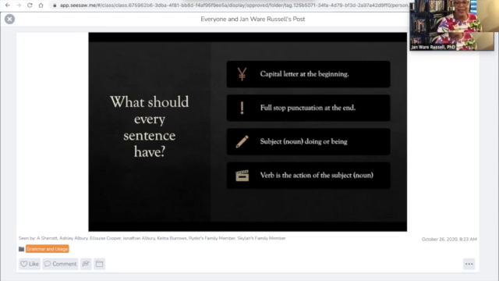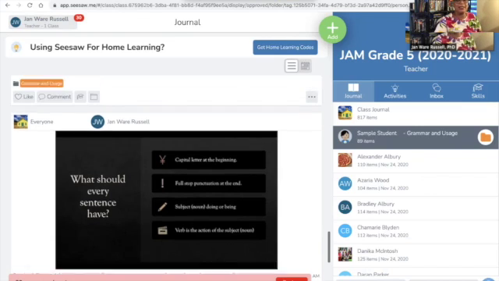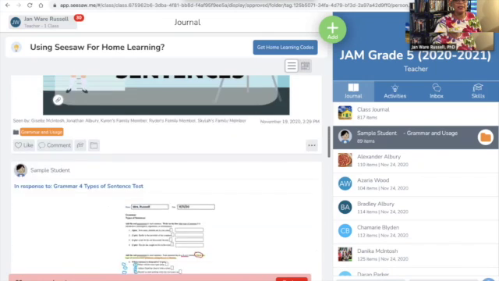Now, again, it may wind up having the subject and it may have the verb, but if it doesn't make sense, it cannot count as a sentence. Now, this is a slide from your Seesaw grammar folder. And so you have these as notes to know what is a sentence. Remember, we took a test on sentences versus fragments.